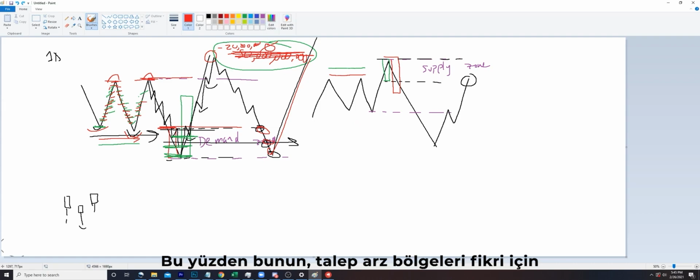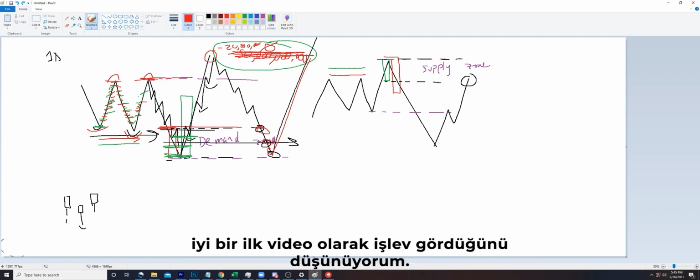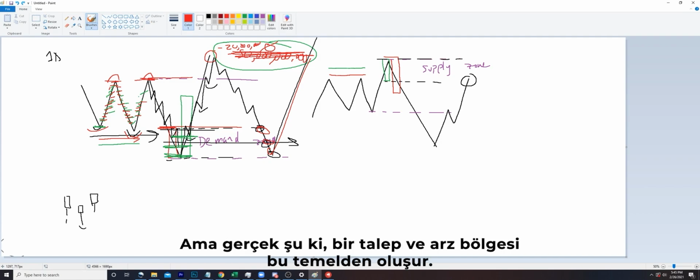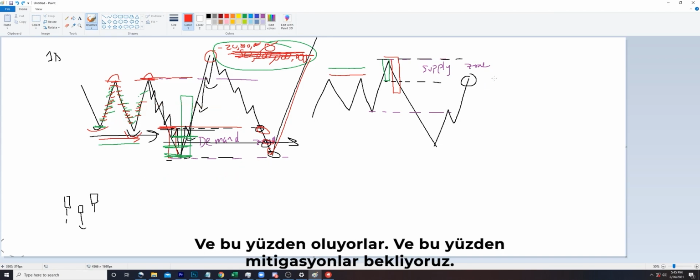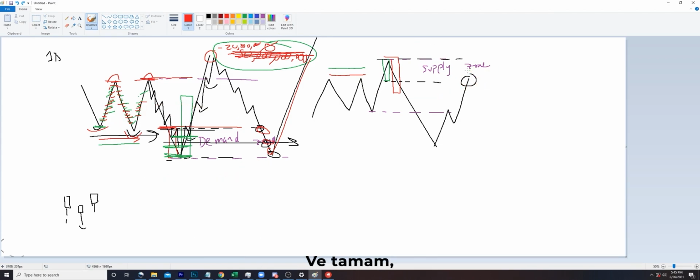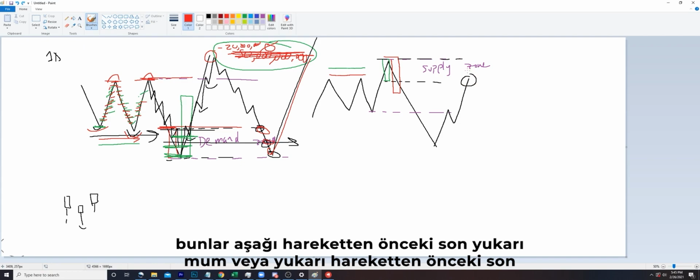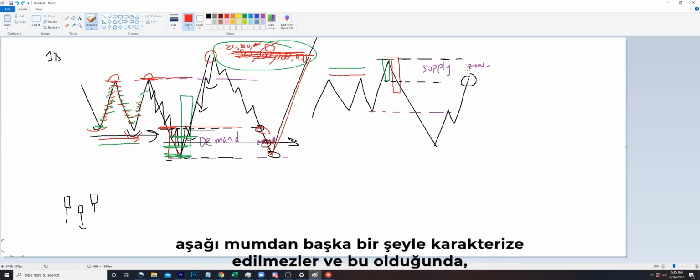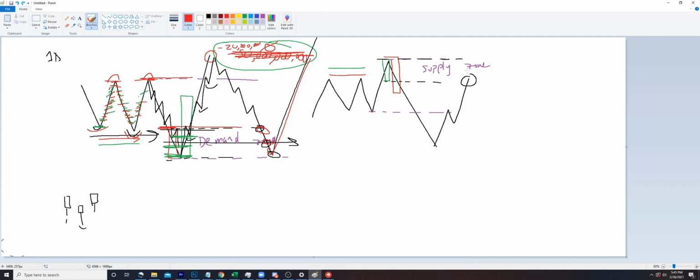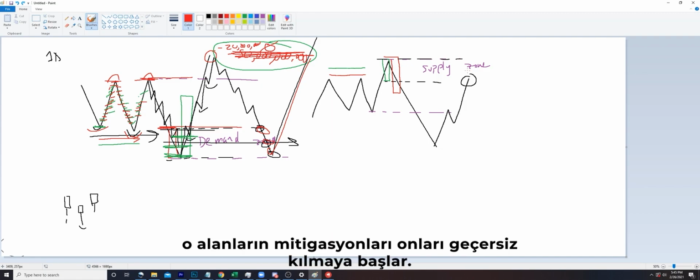So I think this functions as an okay first video for the idea of demand and supply zones, but the reality is a demand and supply zone are formed from this basis, and this is why they happen, and this is why we expect mitigations. They are characterized by nothing more than the last up candle before the down move or down candle before the up move. And when that happens, mitigations of those areas begin to invalidate them, okay?